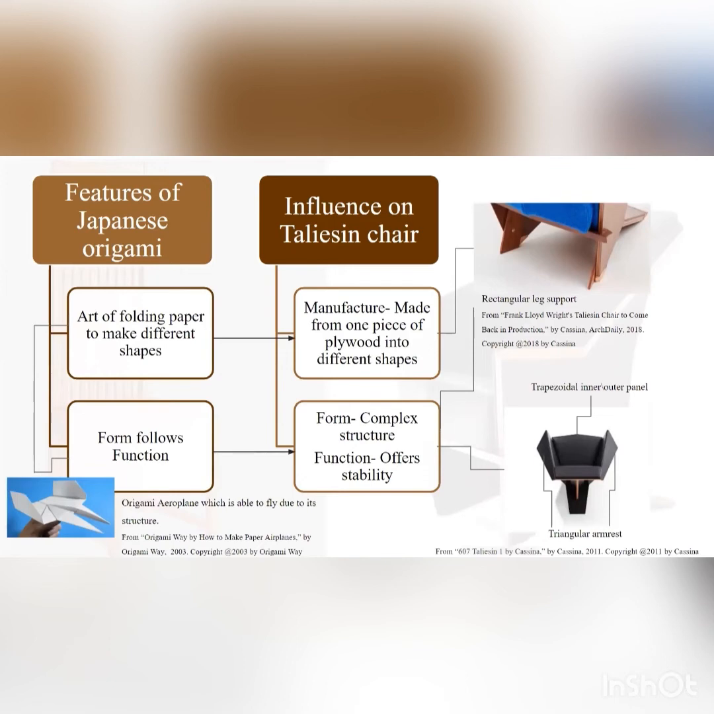Whereas in Taliesin, we can see this inclination towards Japanese culture, especially origami technique. Origami is an art of paper folding into different shapes to perform their function, and hence the whole structure is created from single plywood. Taliesin has unique structure including a trapezoidal inner and outer panel, triangular armrest, and rectangular leg support, as shown in picture, which provides stability to whole structure.